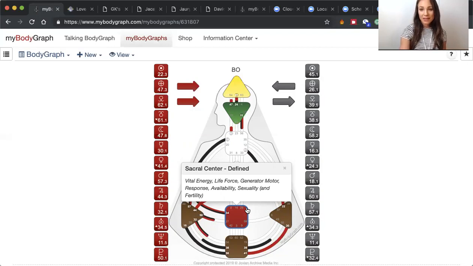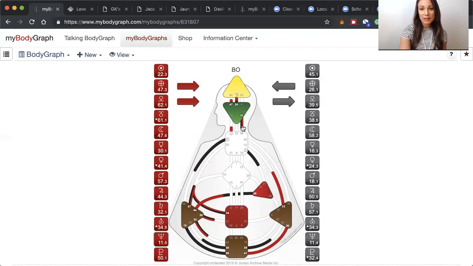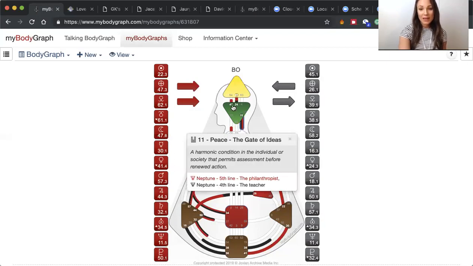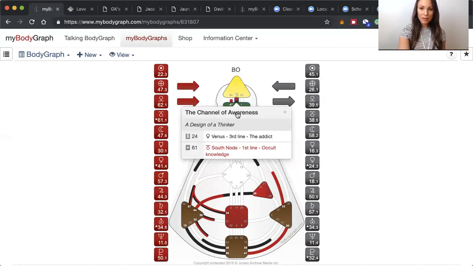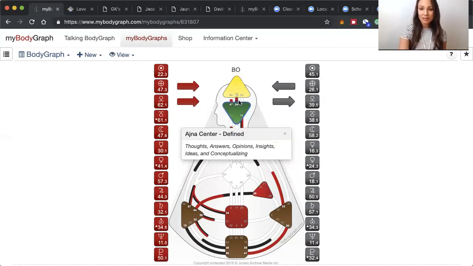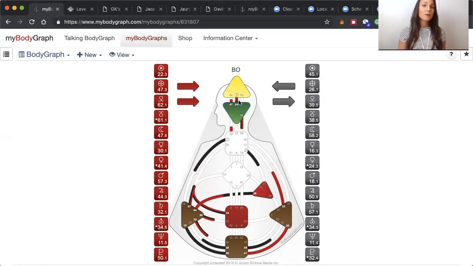We also have the gate of ideas. I think this is Neptune. A lot of people born in 82 has that as well. We have this channel of inspiration and invention, which is a marvelous channel when it's used in that gift frequency. In the shadow frequency, it's about addiction and psychosis.